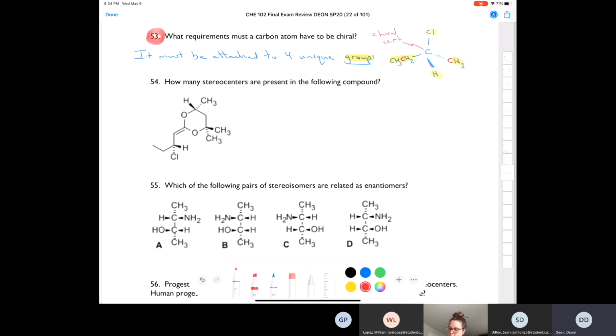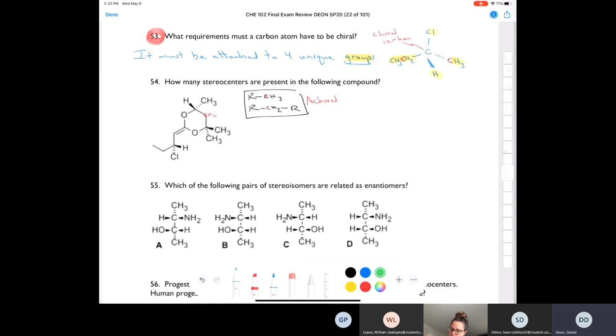All right, and we'll look at some other examples of chiral carbons. It says here, how many stereocenters are present in the following compound? Just as a refresher, if you have a CH3, a methyl group, or a CH2, these 2 carbons are achiral. Those cannot be chiral because the carbon in red on top is attached to 3 hydrogens, and the carbon below is attached to 2 hydrogens. Therefore, it's impossible for this carbon to be a chiral carbon.